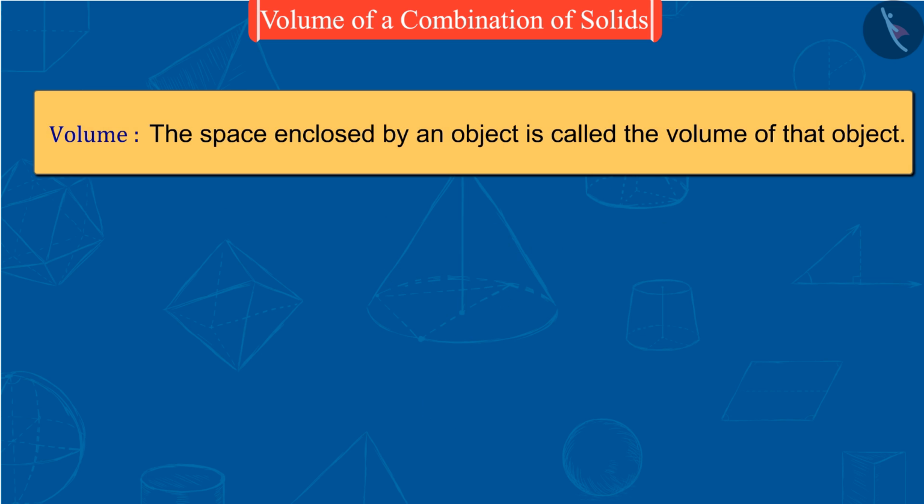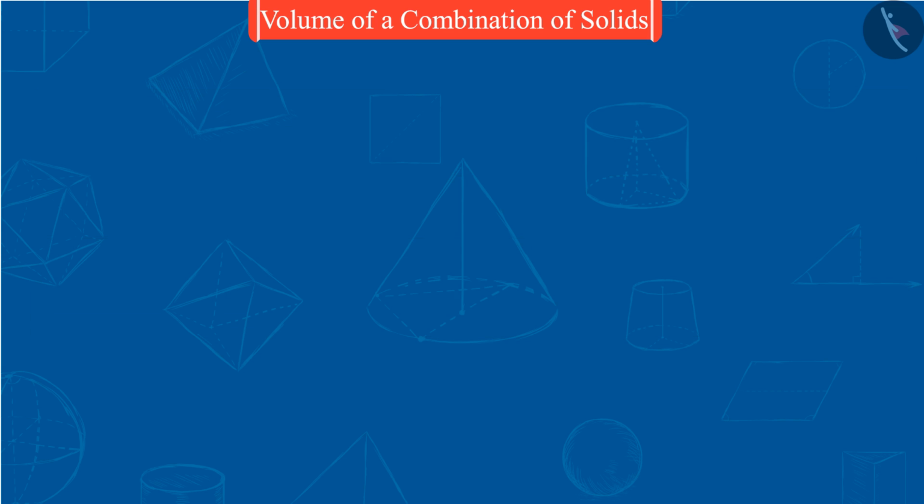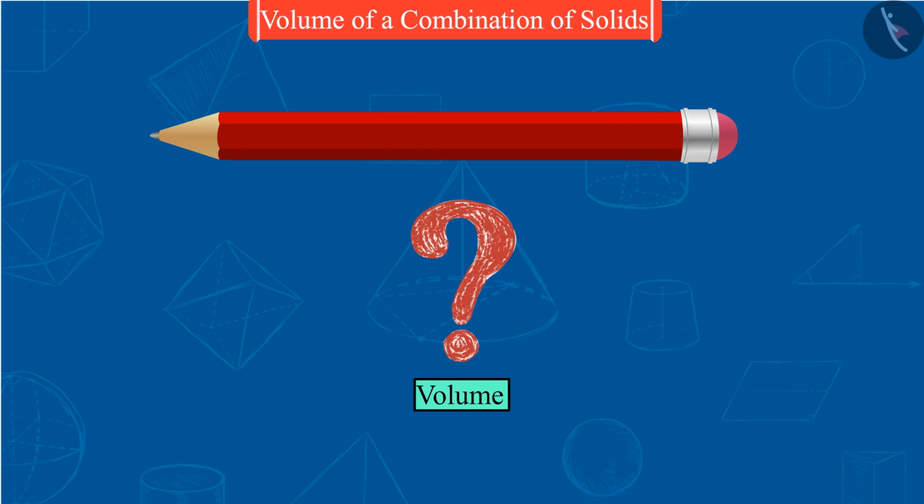Well done! The space enclosed by an object is called the volume of that object. Capacity of an object is the volume of fluid or other object that can be filled in the interior of that object. Can you find out the volume of this pencil?